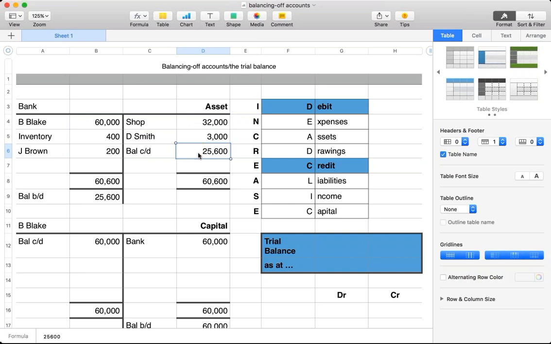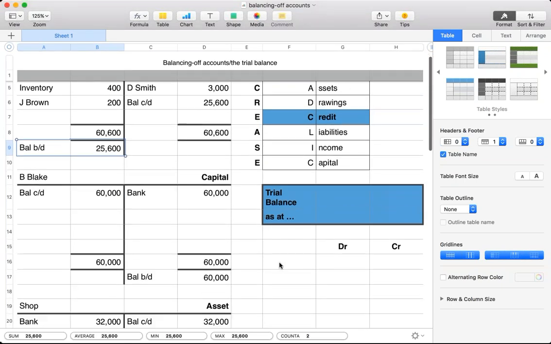gone out. So it stands to reason we're going to have a debit balance in the account at the end of the period. And that's what shows here. That's what's been brought down. So the first day of our new period, also being the last day of our old period, we have £25,600 as a debit balance in our account.